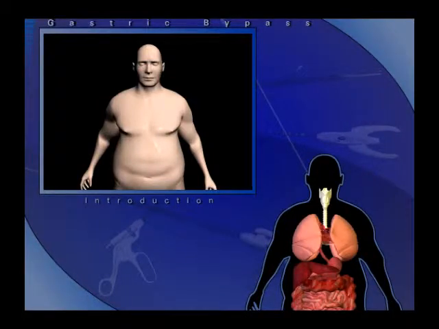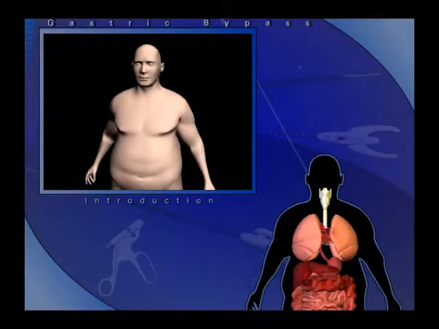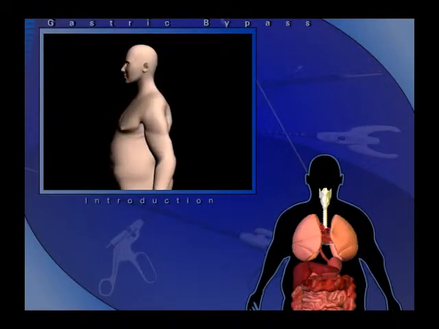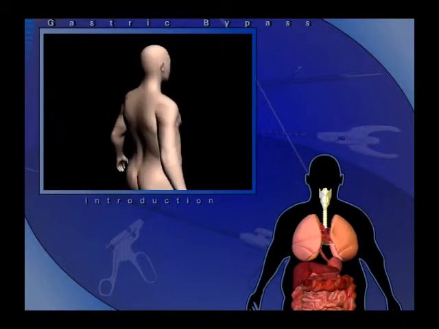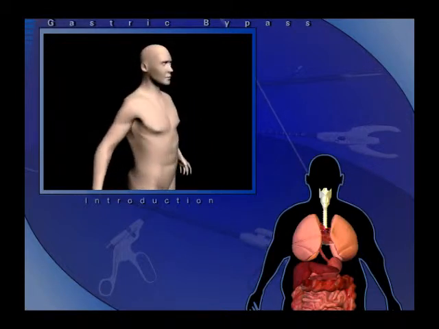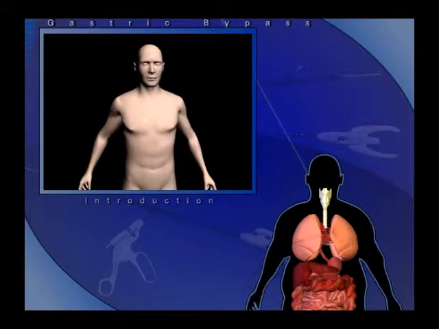Obesity that cannot be controlled with diet and exercise may be corrected with surgery. Gastrointestinal surgery for obesity, also called bariatric surgery, alters the digestive process. This most often involves reducing stomach capacity and may also include bypassing some of the small intestine.